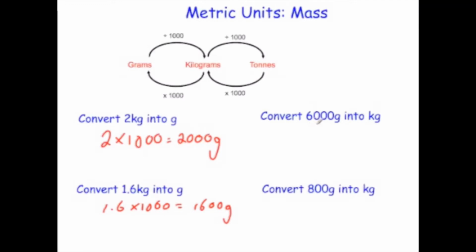Next, convert 6,000 grams into kilograms. This time we're going from grams into kilograms, so we're going to divide by 1,000. So 6,000 divided by 1,000 would be equal to 6 kilograms.